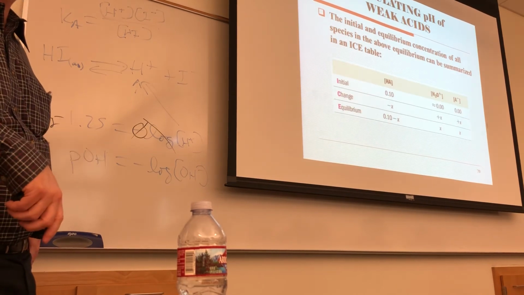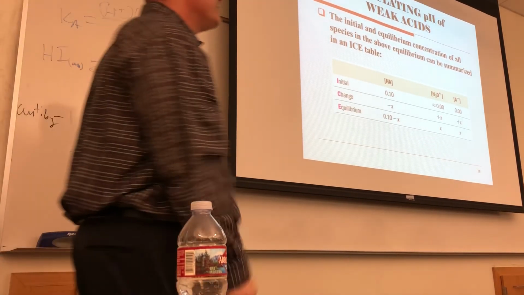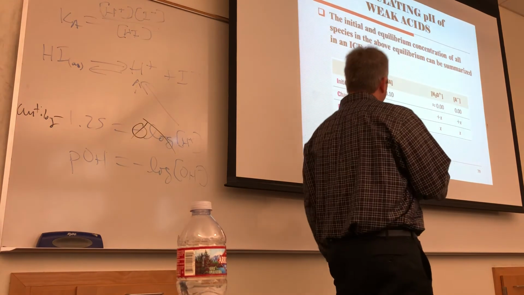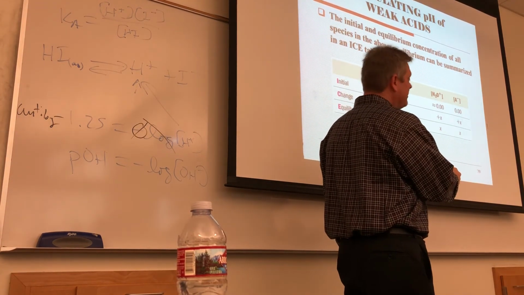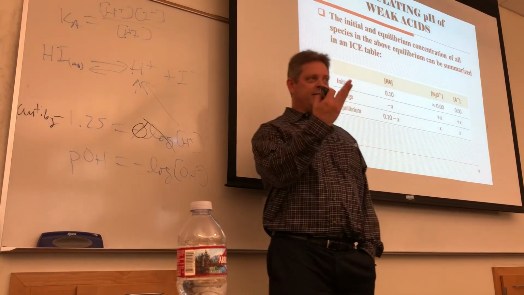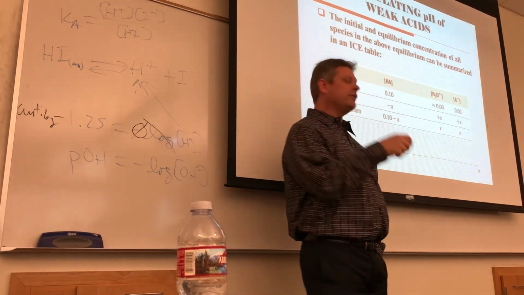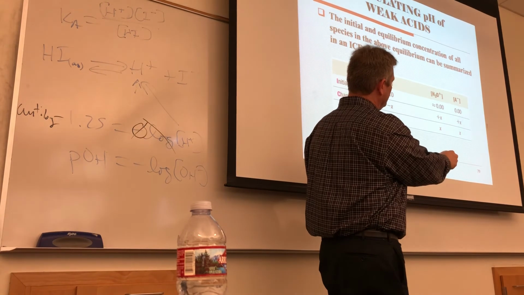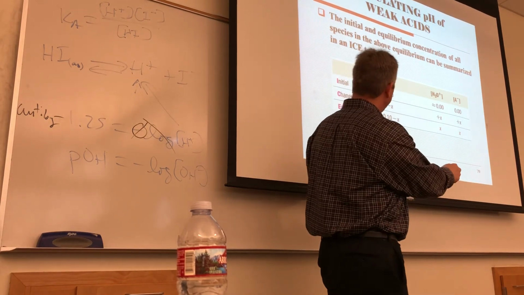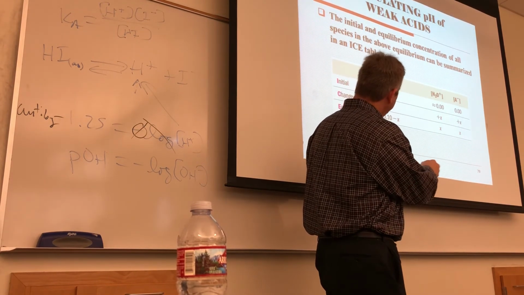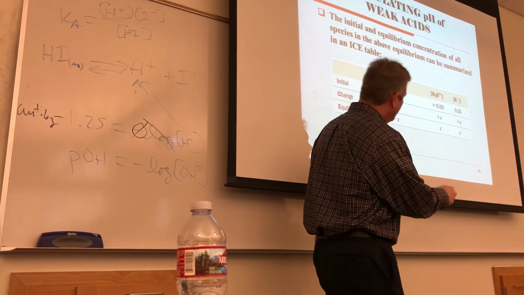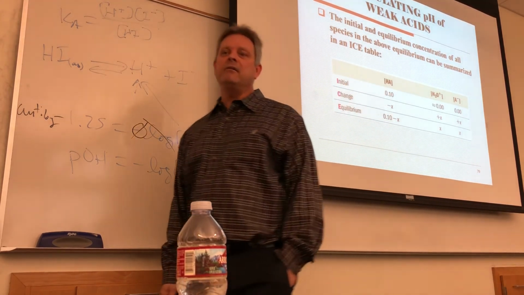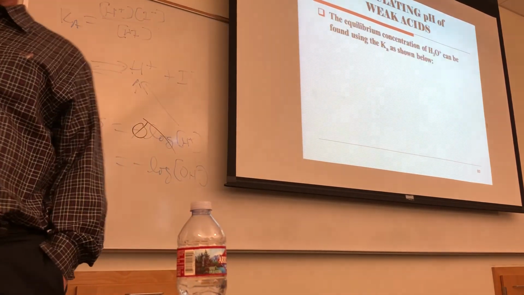Here's my ICE table. Okay, now we're going to actually apply this in different ways. So my initial in that example, I have 0.10, 0 approximately. Why approximately there? Because of the autoionization, absolutely, but we're not accounting for it, so it doesn't matter. And 0 here, right, of the conjugate base. The change, minus x, plus x, plus x. Equilibrium, 0.1 minus x, x, and x. Okay? Nothing new there for you.